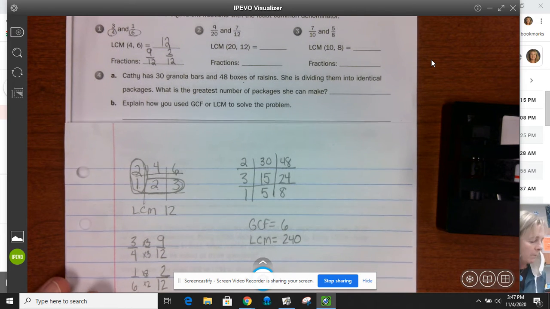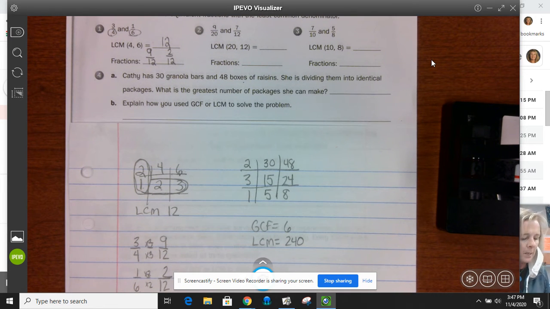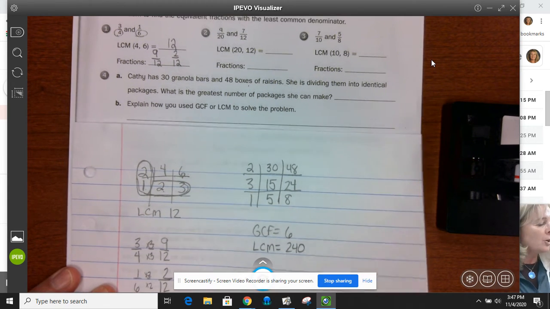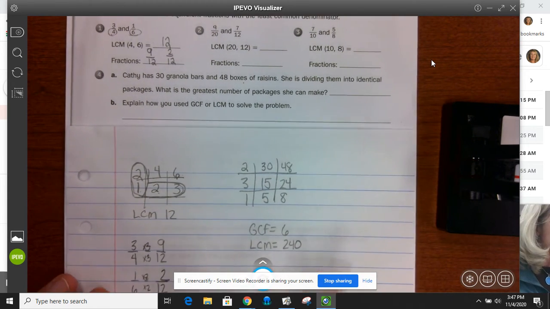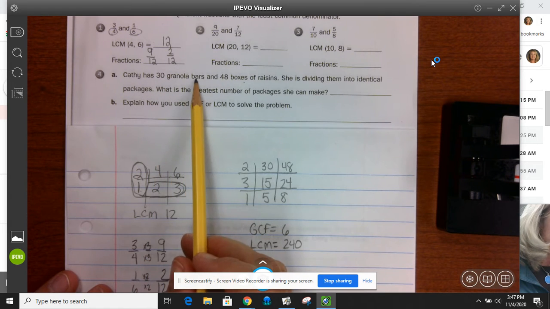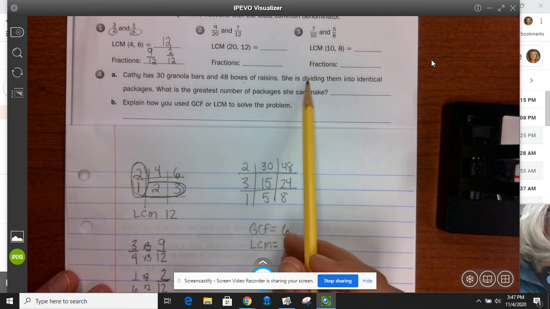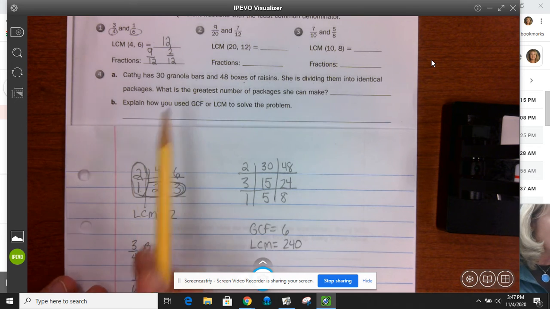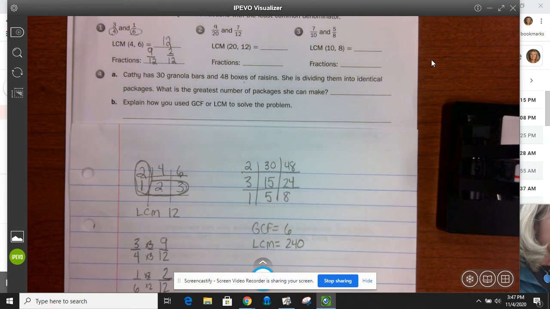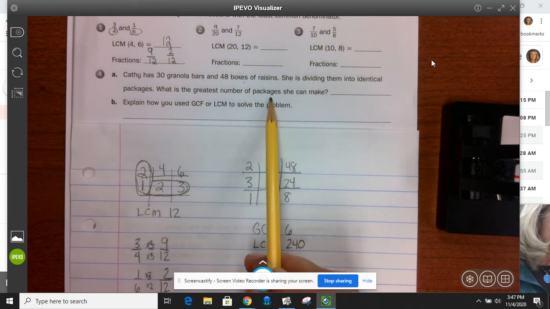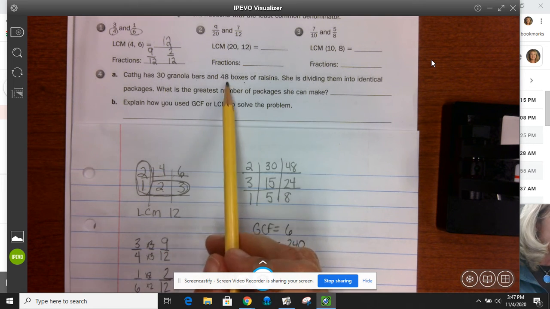I'm going to double check that with the calculator because sometimes when I go fast, I make mistakes. Yes, 240. Yay. And then you're going to take a look at your answer. What makes the most sense? Kathy has 30 granola bars and 48 boxes of raisins. She is dividing them into identical packages. So she's putting them into groups. What is the greatest number of packages she can make out of 30 and 48?